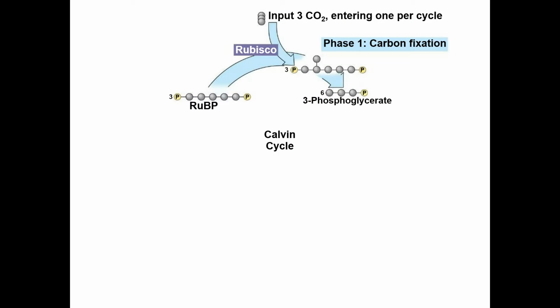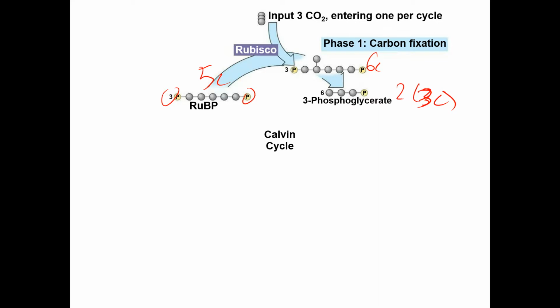Alright, so here you have your ribulose bisphosphate, or RuBP. This is 5 carbons, and it has 2 phosphate groups on the end of it. It combines with CO2 to form a 6 carbon molecule, which splits into 2 3 carbon molecules.